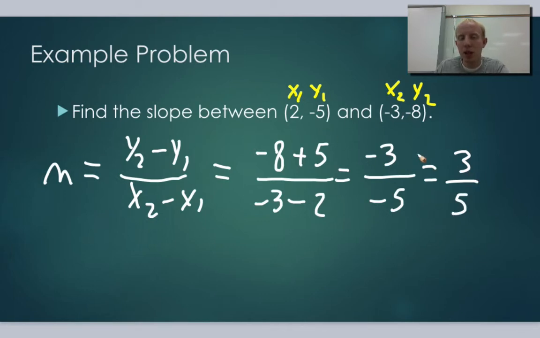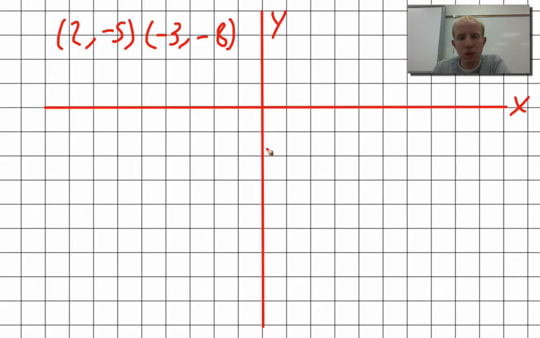Let's look at what this actually looks like in the coordinate plane. If we're looking at this in the coordinate plane, we have the 2 points, 2 comma negative 5, which is 1, 2 over, 1, 2, 3, 4, 5 down, right here, and negative 3 comma negative 8, over 1, 2, 3, down 1, 2, 3, 4, 5, 6, 7, 8.